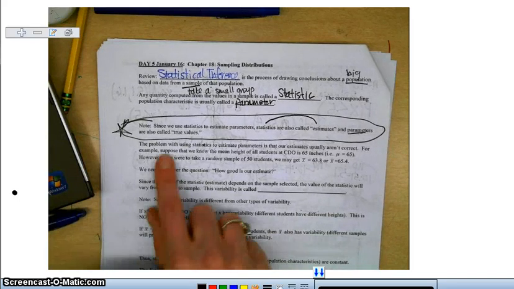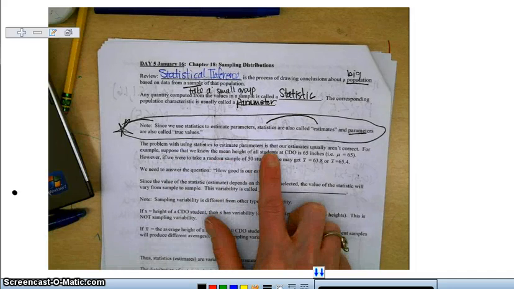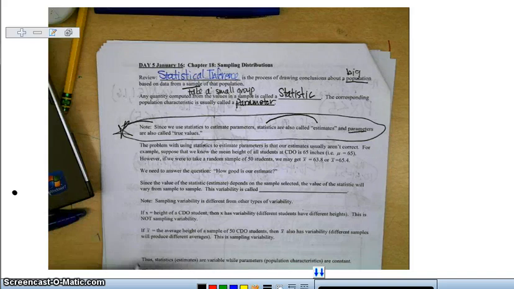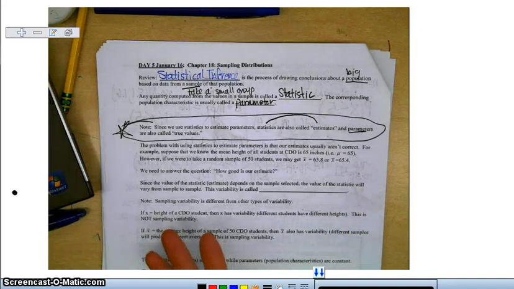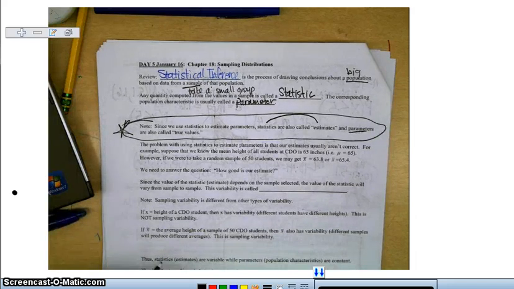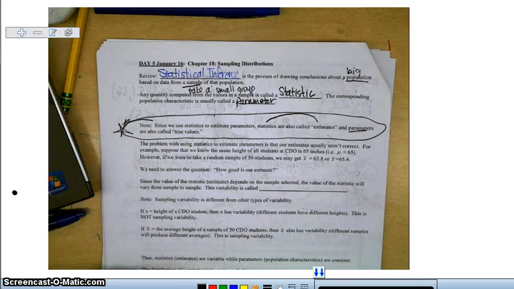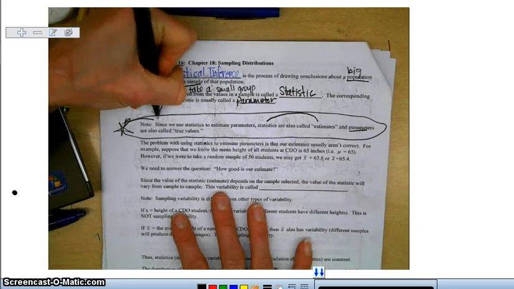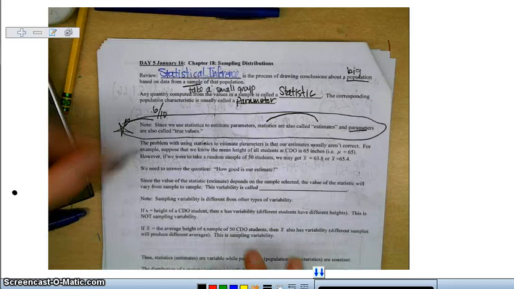All right, so the problem with using statistics to estimate parameters is that our estimates usually aren't correct. If I just sampled 10 people from East High and said, do you have a driver's license, yes or no, and 6 of them said yes out of the 10, that's 60% that said yes, right? Do you suppose that's the same as the exact true percent of East High students that have a driver's license? No, probably not. If I take a different sample, in my first sample I got 60%, 6 out of 10 had their driver's license. The second sample I got 4 out of 10.